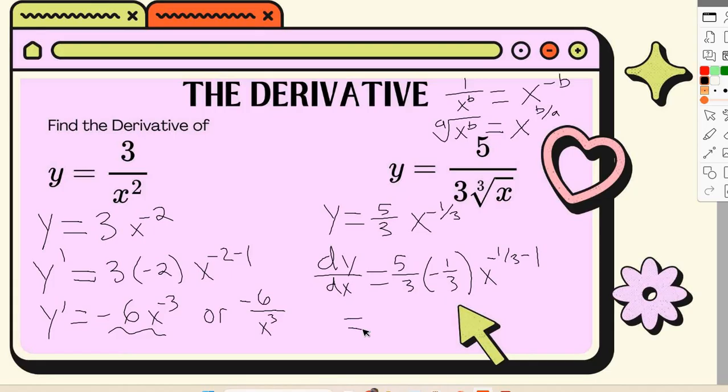Now, am I always going to write out these steps like this every single time? No. Usually I'm just going to multiply and subtract. But especially here at the beginning, it doesn't hurt to go ahead and look at it. So 5 times 1 gives us 5. 3 times 3 gives us 9. Okay. And what is negative 1/3 minus 1?